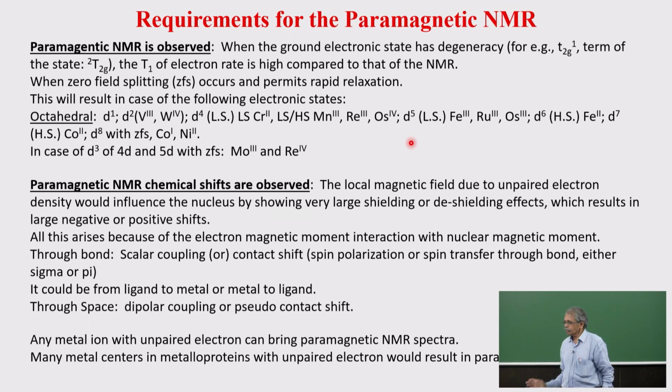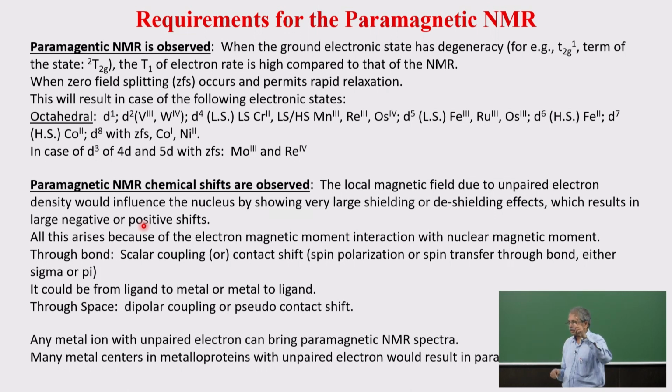Okay, so as I already mentioned to you, the local magnetic field due to unpaired electron density would influence the nucleus by showing a large shielding or de-shielding effect, which results in large negative or large positive shifts. These theoretical calculations exist, but they are not a part of this particular course, and then you can guess how they are causing a shielding or a de-shielding.